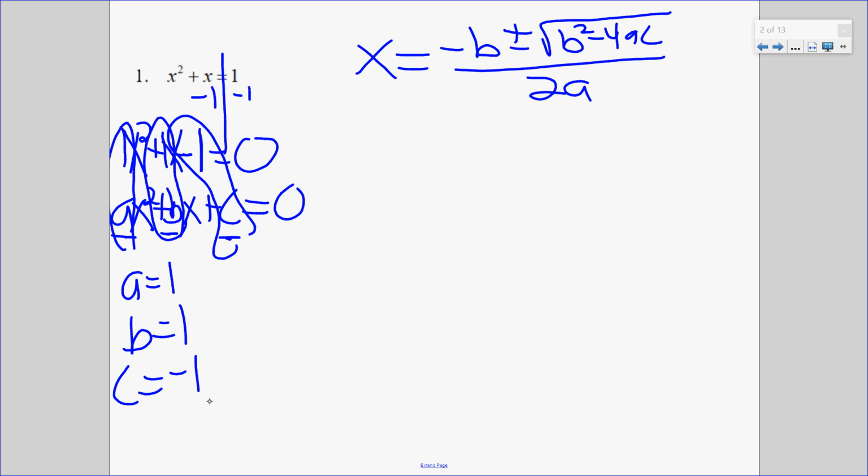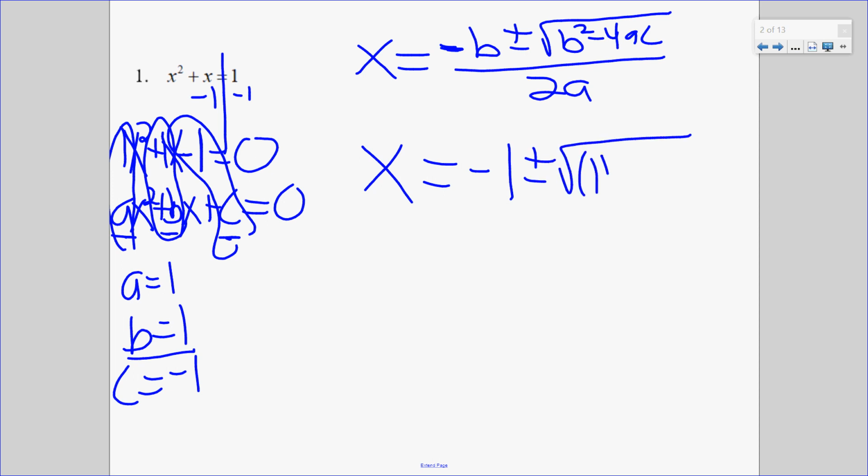Now let's talk about negative b. Negative in a formula means change the sign. So if it's positive, make it negative. If it's negative, make it positive. Since b is 1, I'm going to put negative 1. If b was negative 1, I would have put positive 1. Plus or minus the square root of 1 squared minus 4 times 1 times negative 1, all over 2 times 1.